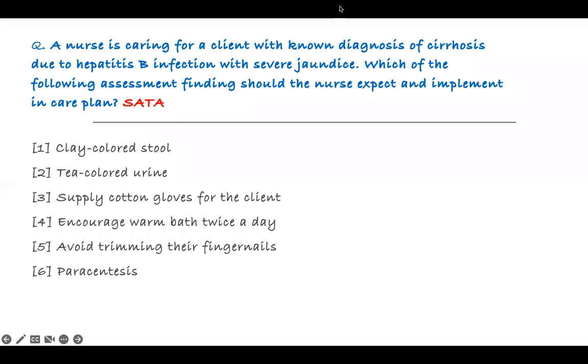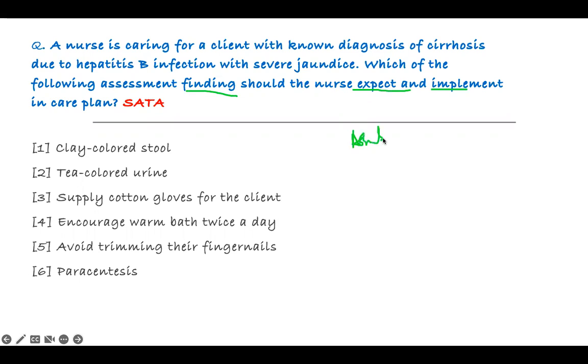And this is the last question. Same thing, we're going to break it down in the same way. So what is being asked? Which of the following assessment findings should the nurse expect and implement? So I'm looking for an assessment finding, okay? So that's what is being asked.